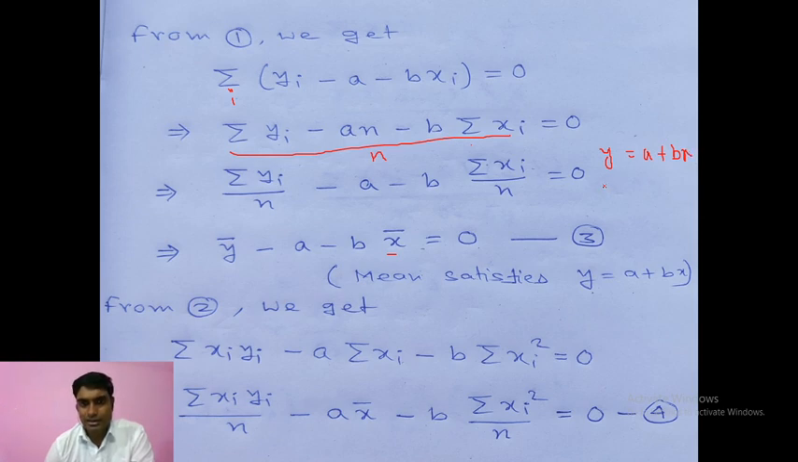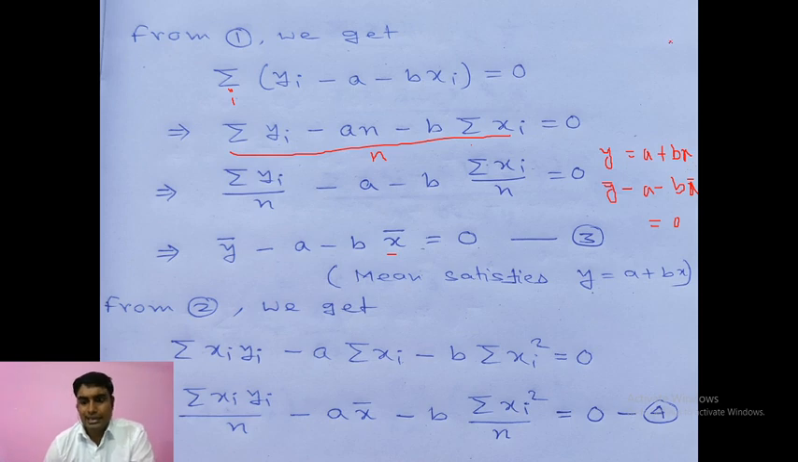So if I take a plus bx to this side, it will be y minus a minus b x equals 0. Now if I take y bar and x bar, then I'll see that x bar y bar basically satisfy this straight line. So it is satisfied by equation 3. I can say that the mean of x and y satisfies the given straight line y equal to a plus bx.